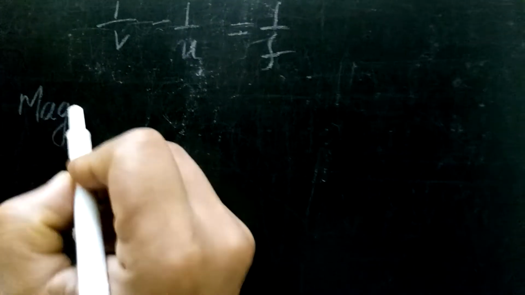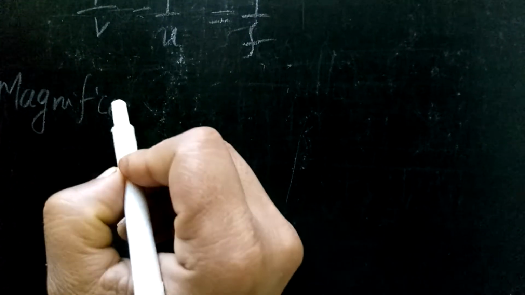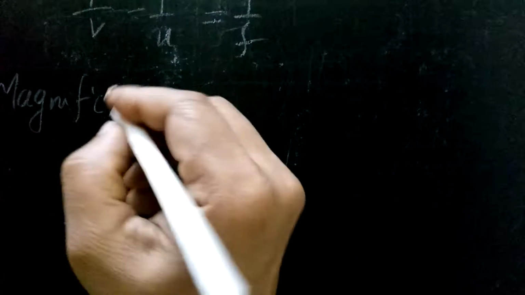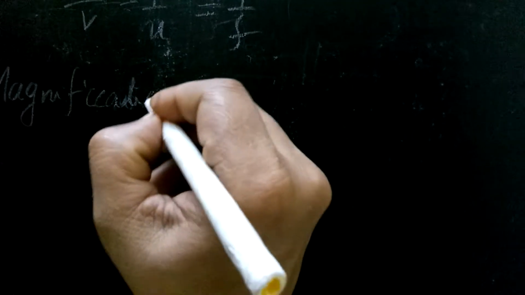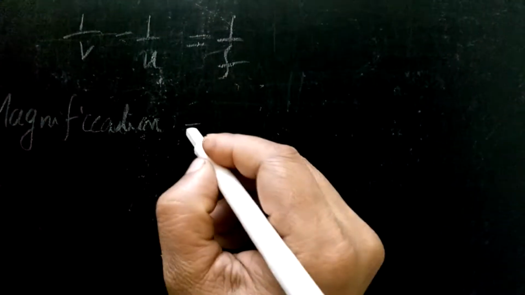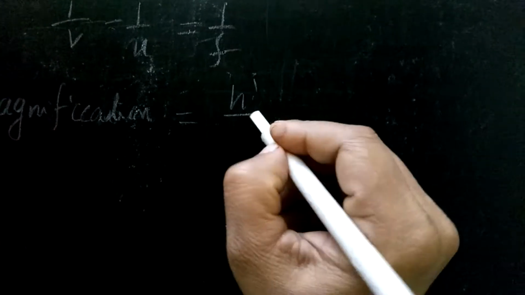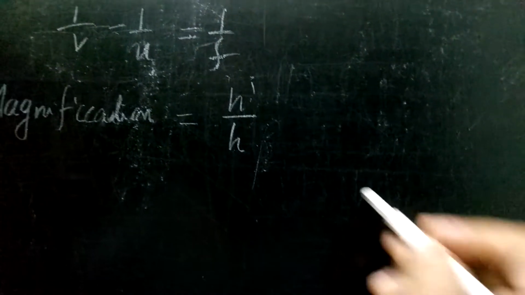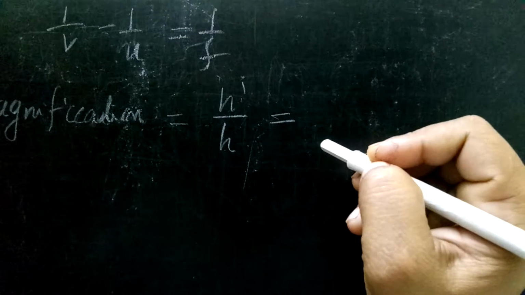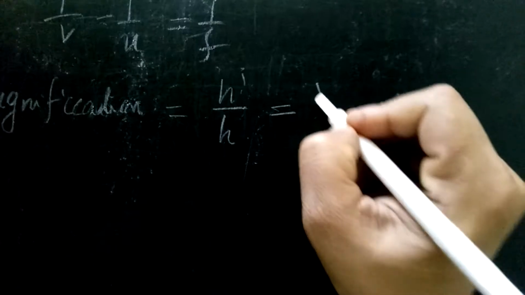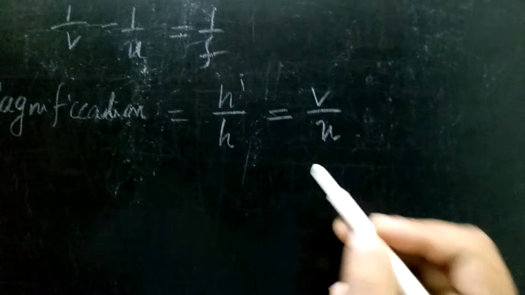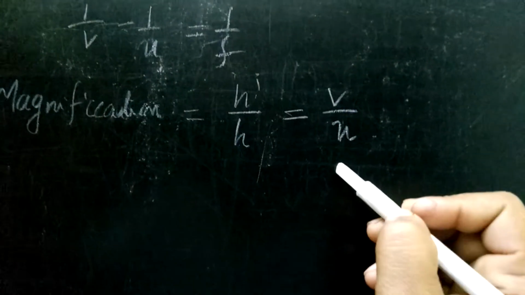Now magnification. Here also it shows the relative extent to which the size of the image is enlarged or diminished with respect to the size of the object. So it is the ratio of height of the image to height of the object, that means h dash by h, that is equal to, it is also related to object distance and image distance as V by U. In the case of mirror it is negative V by U, here it is V by U.